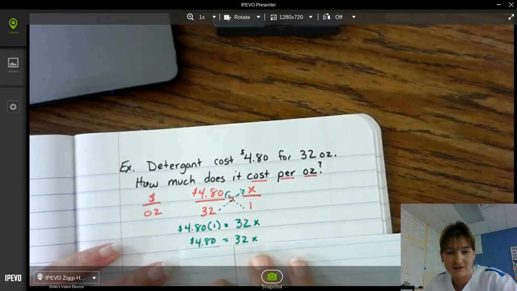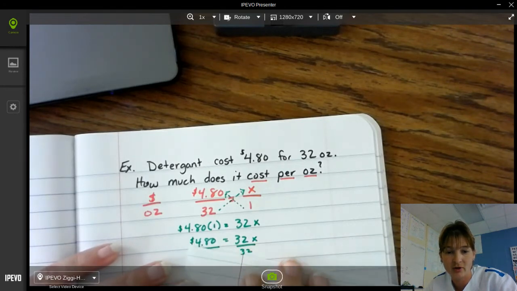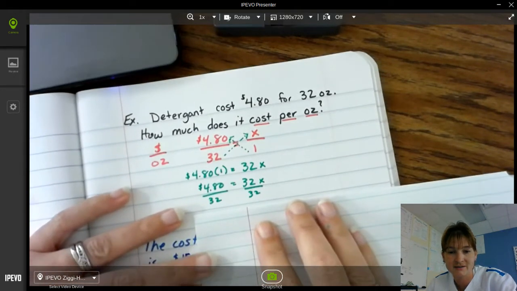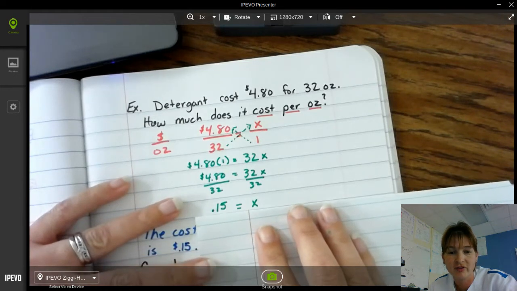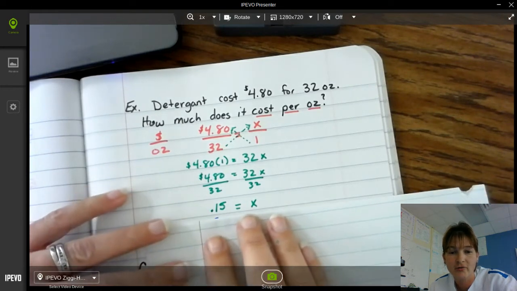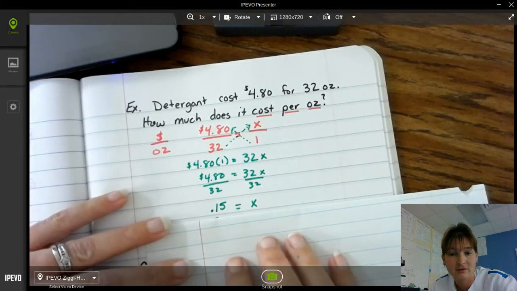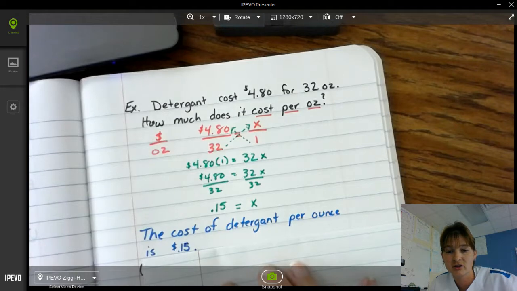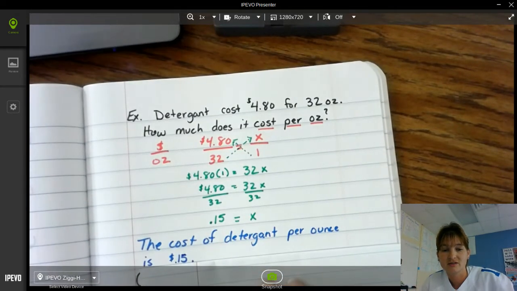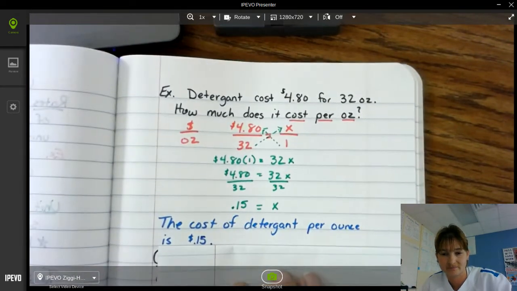Then it sets us up for a one-step equation. In order to solve for x, you would divide by 32 on both sides. So you have $4.80 divided by 32, and you should get 15 cents for the 1 ounce. Okay? So this states that the cost of detergent per ounce is 15 cents.